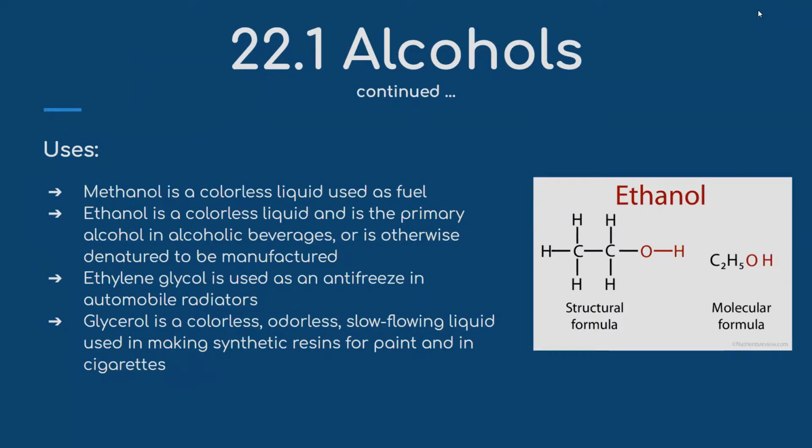Some uses of alcohols include methanol, which is a colorless liquid used as fuel; ethanol, which is a colorless liquid and is the primary alcohol in alcoholic beverages, or is otherwise seen in nature to be manufactured; ethylene glycol, which is used as an antifreeze in automobile radiators; and glycerol, a colorless, odorless, slow-flowing liquid used in making synthetic resins for paint and in cigarettes. In the picture, it shows the structural and molecular formula for ethanol.